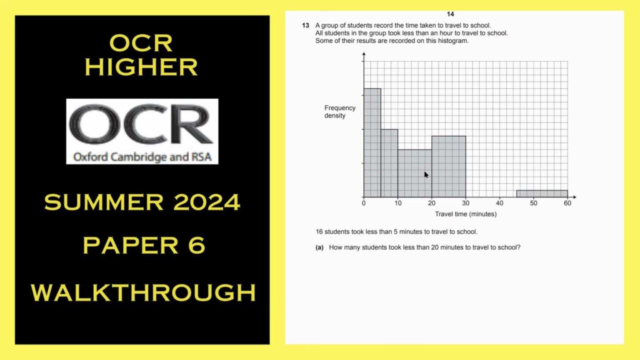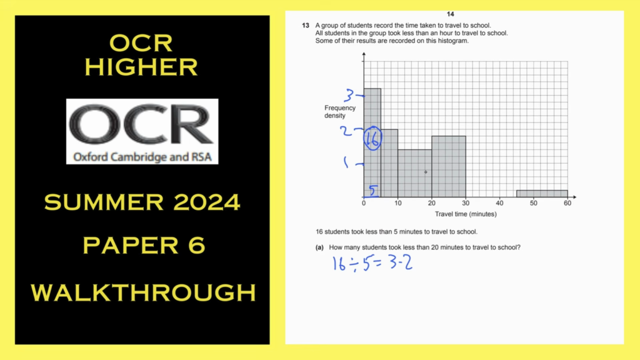Students took 5 minutes to travel. 16 students are in there. That has a width of 5. We haven't got a clue about the height, the frequency density scale, but we can find it out. The area of this bar is 16. The width of the bar is 5. The divide tells us the height of the bar, making that 3, that 2, and that 1.